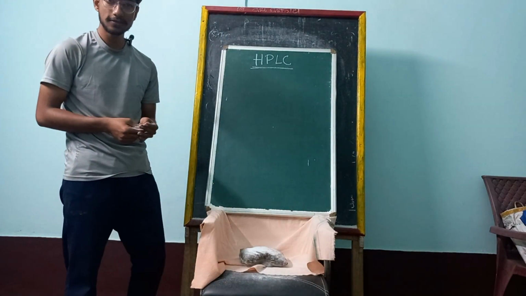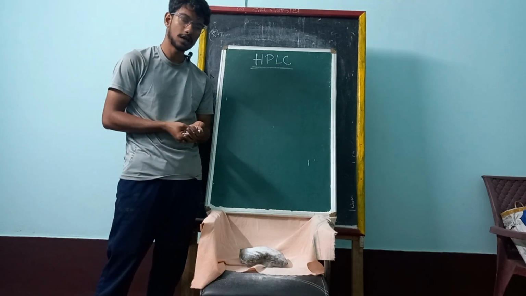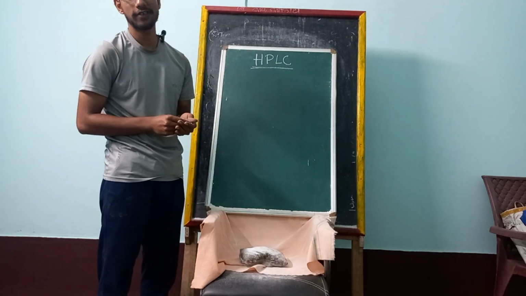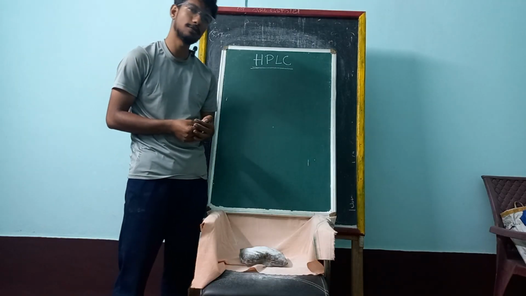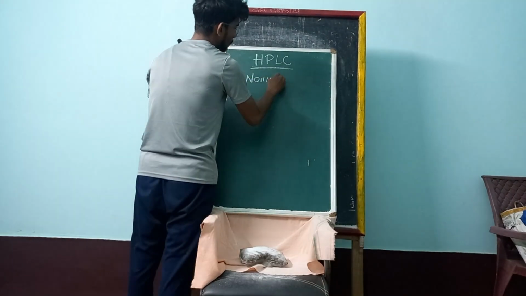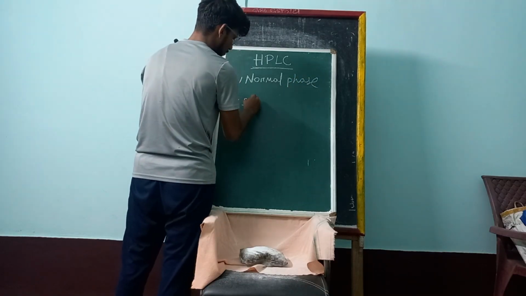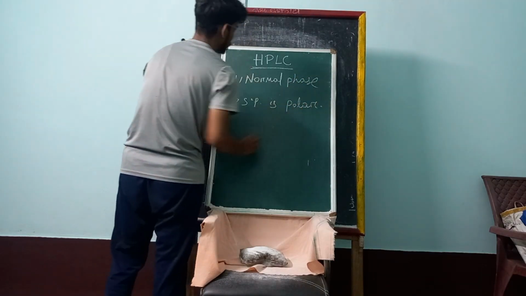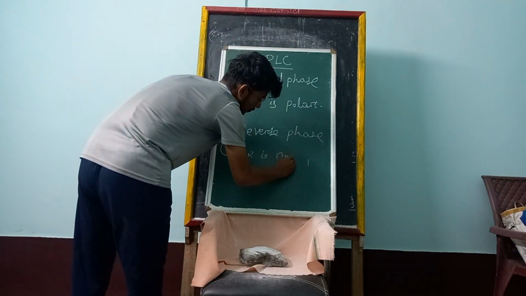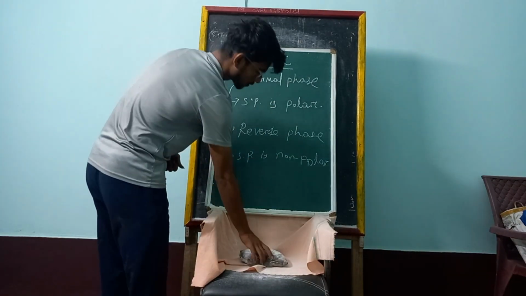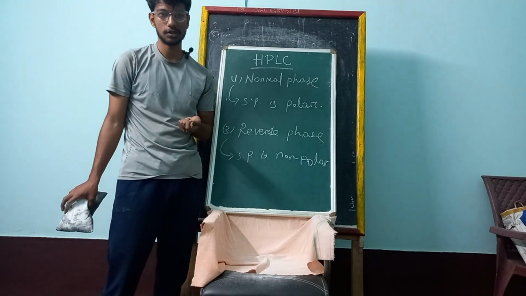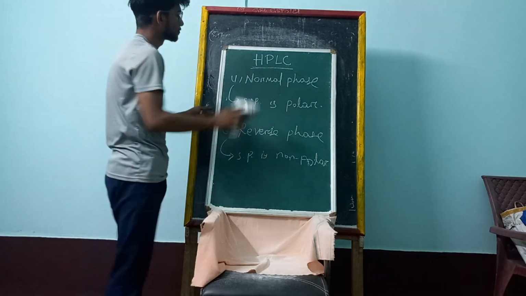HPLC is of two types. One is normal phase HPLC and another is reverse phase HPLC. In normal phase HPLC, the stationary phase is polar, and in reverse phase HPLC, the stationary phase is non-polar. HPLC is based on two types of principles: one is adsorption and another is partition.